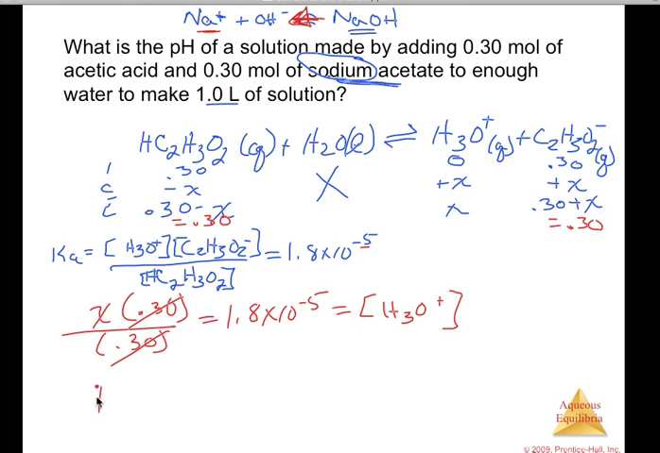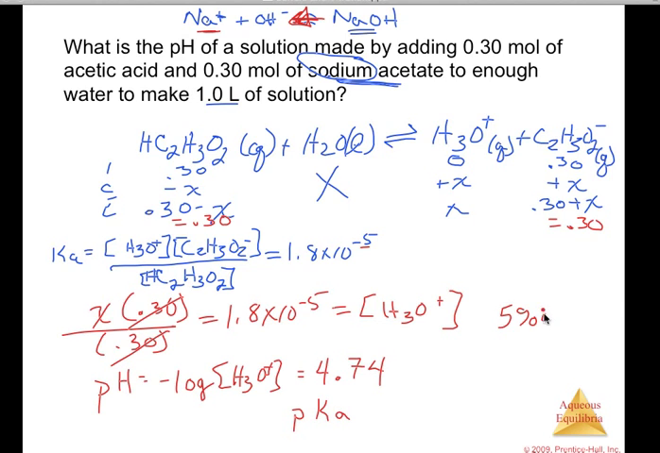So the pH then is equal to the negative log of the concentration of the hydronium ion, which is equal to 4.74. Which is also the same value as the pKa. Oh, and we checked, 5% is okay.